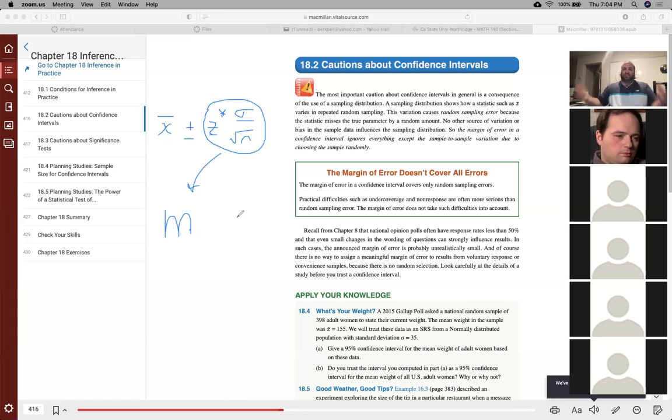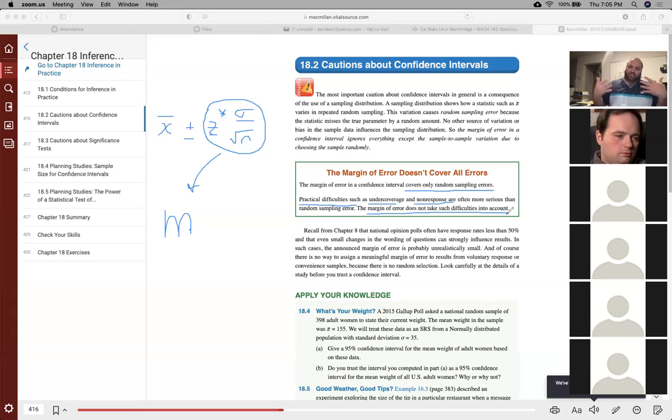And anytime you do a confidence interval, you get your value plus or minus a little bit, so you have your confidence interval. The question is, does that confidence interval truly represent the margin of error? Does the margin of error cover all possible errors? And the answer is no. The margin of error covers only errors that come from samples. Any other situation like practical difficulties such as undercoverage, non-response, the margin of error does not take those into account.